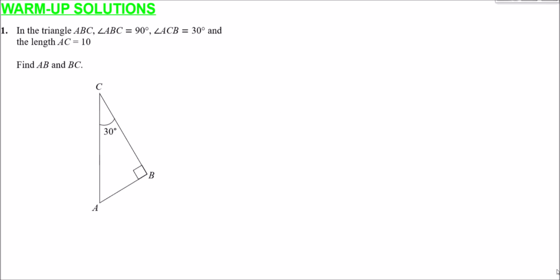Question 1, we have a triangle ABC, which has been partially labelled. ABC is a right angle as shown, ACB is 30 degrees as shown. However, AC equaling 10 hasn't been drawn on, so we can add this to it like so. We need to find AB and BC. What we could do, if we don't remember from last time and a bit of chapter 4, is just use SOHCAHTOA from GCSE, like so.